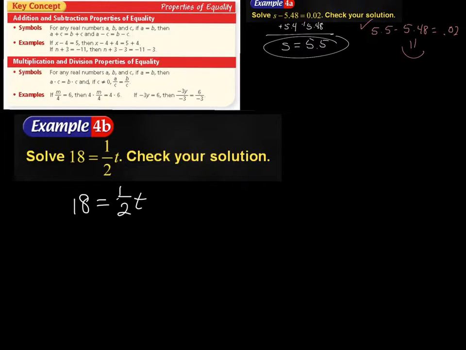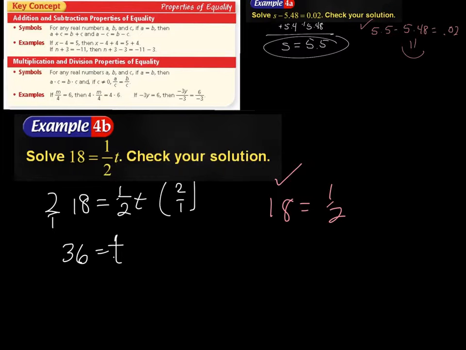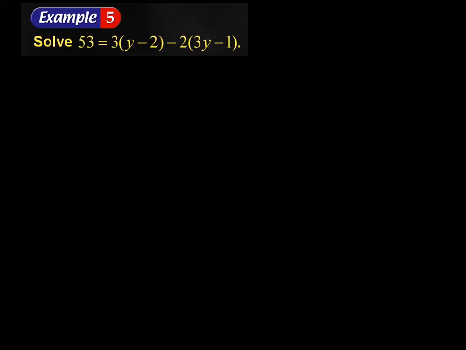To undo times 1/2, we could multiply by the reciprocal, which is 2 over 1. So we have 36 equals 1t, and we can substitute that back into the original equation to check. So does 18 equal 1/2 times 36? And we know that of course it does. We are done. Crazy progression. We're going from one step to more than one step.